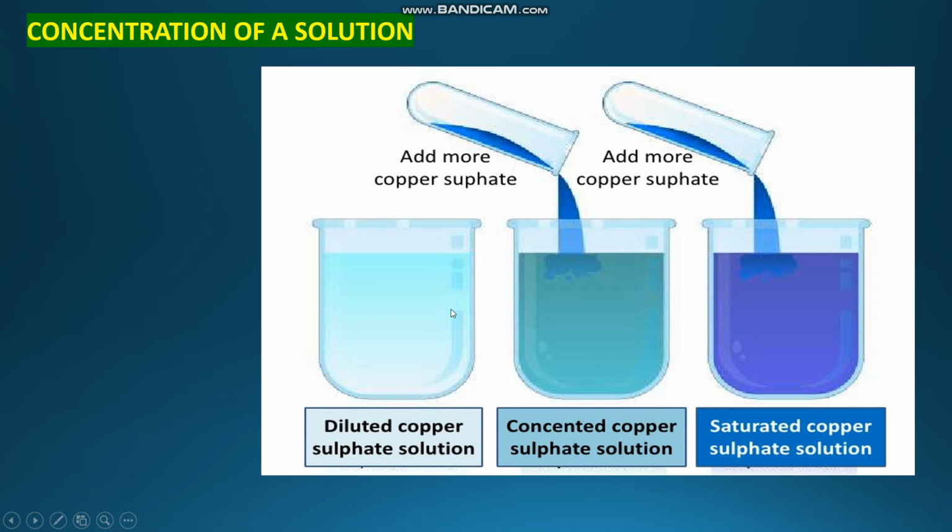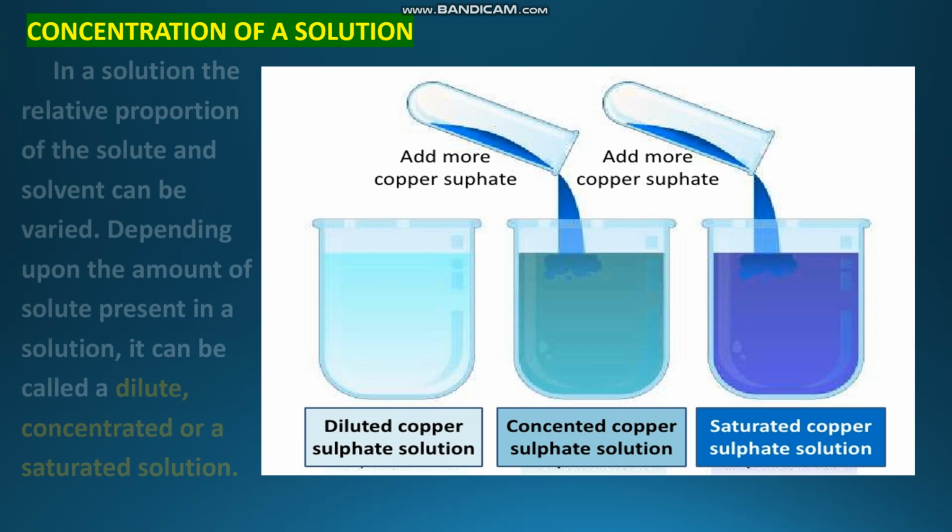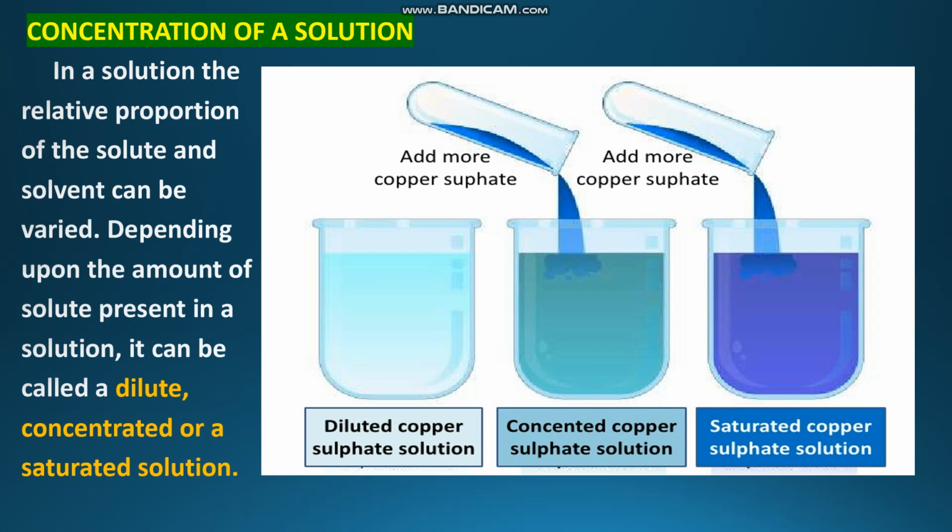So here the amount of solute is different in all these three solutions. So based on the amount of solute in the solution, we have dilute solutions, concentrated solutions and saturated solutions. So in a solution, the relative proportion of the solute and the solvent can be varied. Depending upon the amount of solute present in a solution, it can be called a dilute, a concentrated or a saturated solution. So here as the amount of solute is very less, it is a dilute solution. Here little more we added, so it is a concentrated solution.